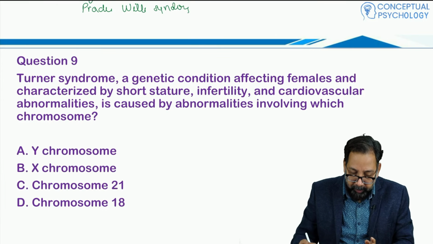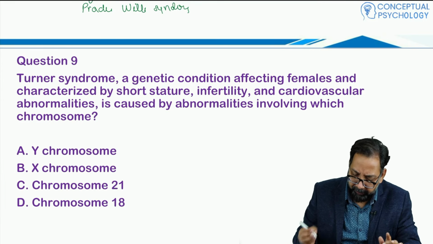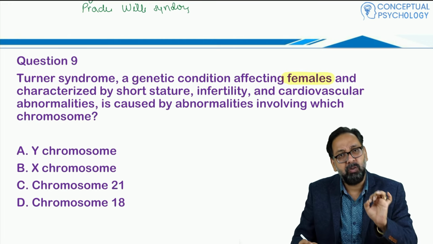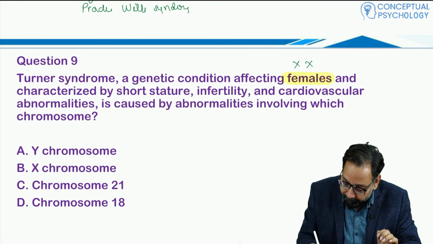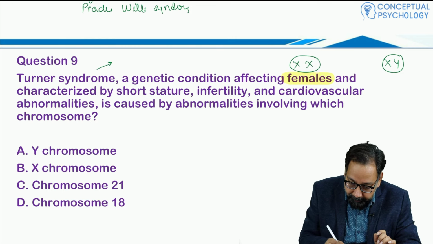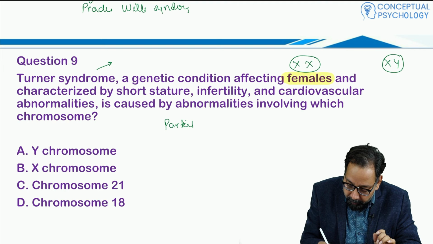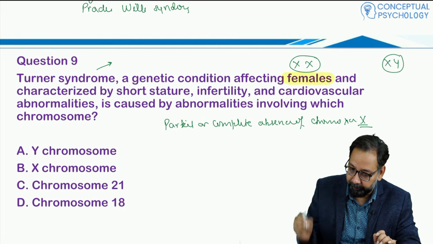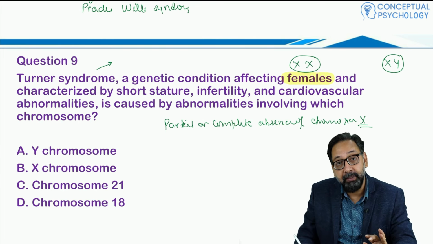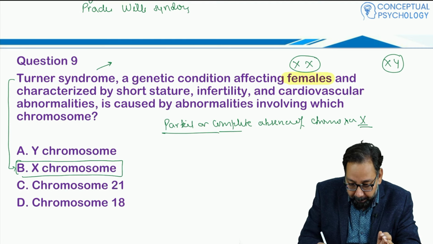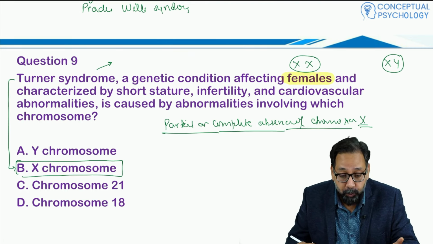Question number 9, Turner syndrome. In this question they have given Turner syndrome, a genetic condition affecting females. We all know the sex chromosomes of a female are XX, male XY. In Turner syndrome, we found that there is partial or complete absence of the X chromosome. So the answer is there is a defect in the X chromosome. Now what are the symptoms of Turner syndrome?